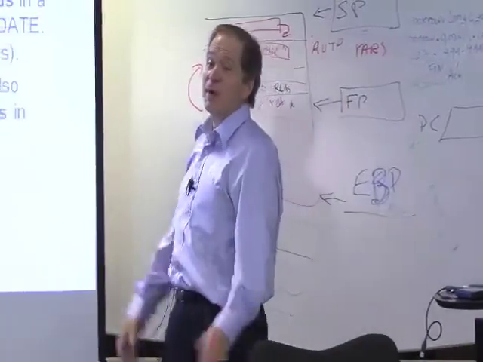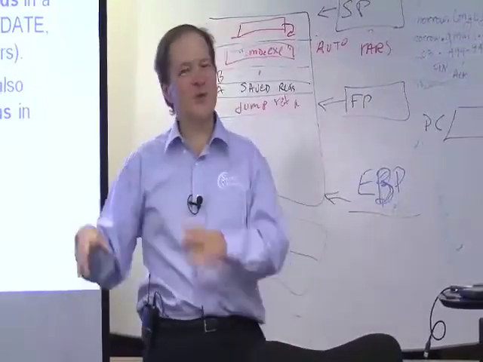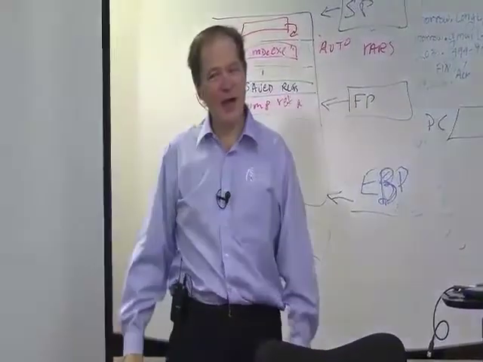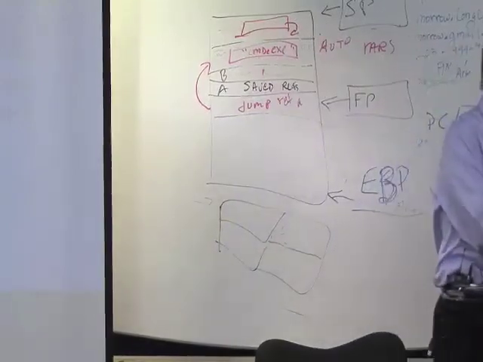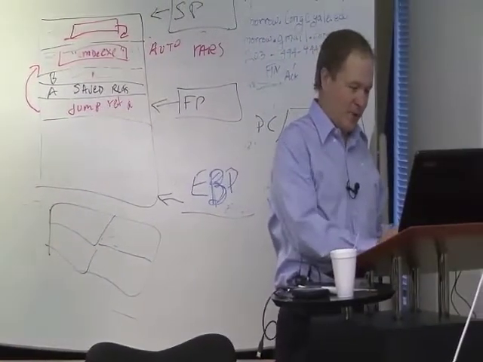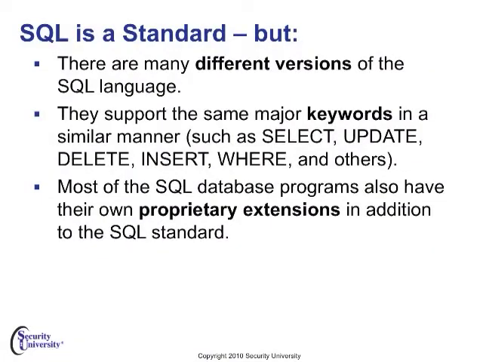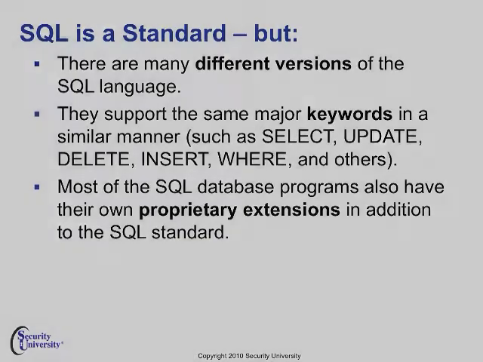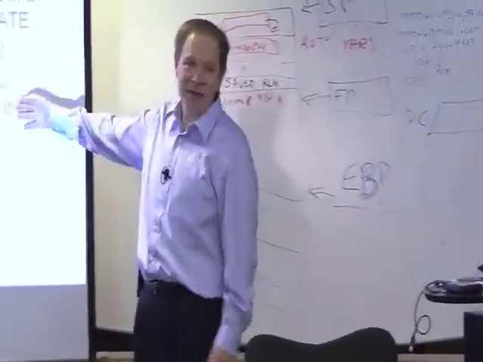SQL is a standard, but Oracle SQL is slightly different than Microsoft SQL Server, slightly different than MySQL. So they all have select statements, they have where statements, etc. They all support select, update, insert, delete, where, and other clauses. But then they, of course, add all their proprietary extensions to it. So what are in those proprietary extensions?